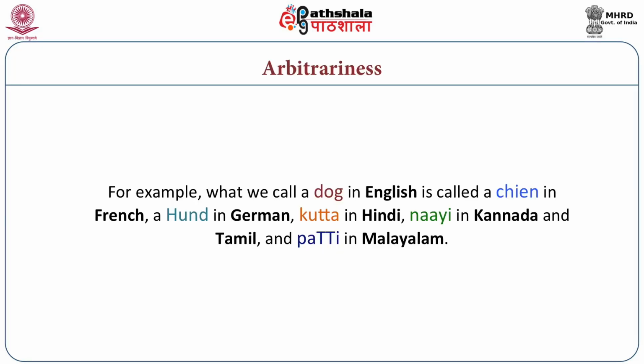So I've given you examples. So the word dog in English refers to what you recognize as a dog. But in French, the same object is called chien, excuse my pronunciation. In German, it's called Hund. In Hindi, it is called Kutta. In Kannada and Tamil, it is called Nai. And in Malayalam, it is called Patti.